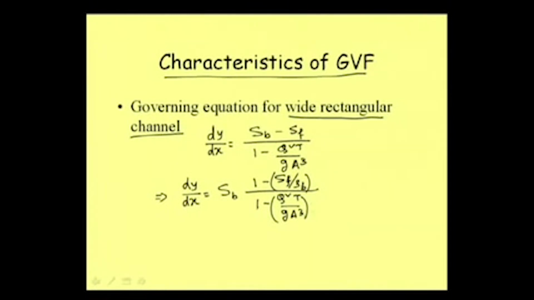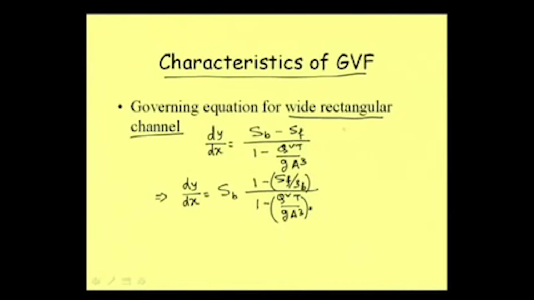Now, these two terms, SF by SB and this Q squared T by g A cubed term, we can express in terms of the normal depth and the depth of flow at any section, and this term we can define in terms of the critical depth and the depth of flow of the gradually varied flow. So, let us just try to do that first.